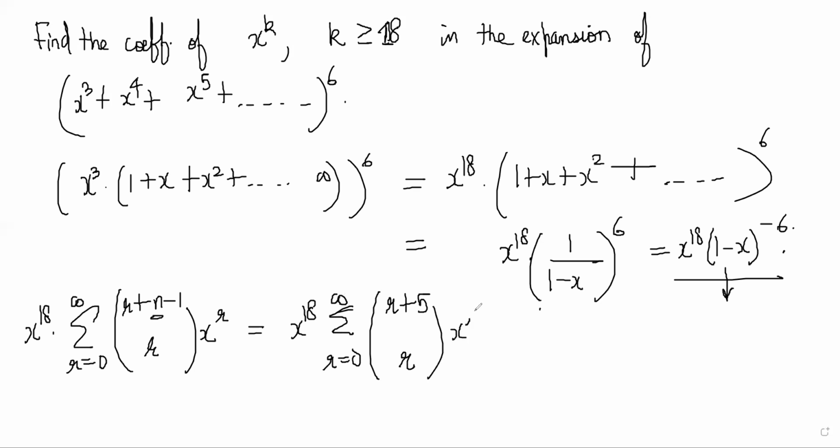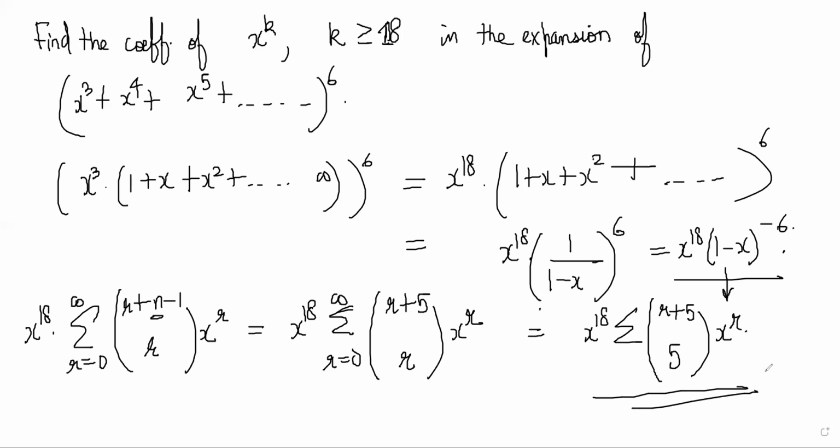For x power r. So that can also be written as x power 18 summation r plus 5 c5 by simple property that ncr is equal to ncn minus r. So this is the sequence, right? Correct. Now the coefficient of x power 18 we are seeking, right? So that will be, since x power 18 is multiplied here, what we really need is coefficient of x power k minus 18, right? No, actually we are wanting coefficient of x power k. So x power 18 is already here. So what we need is coefficient of x power k minus 18 in this sequence, right?